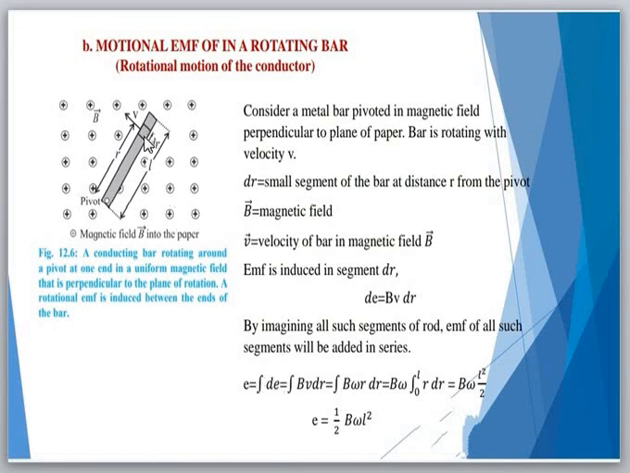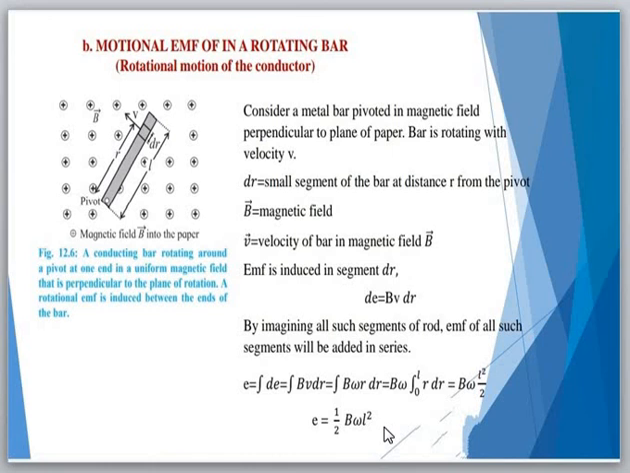therefore E is equal to the sum of these induced EMFs in such small elements between length 0 to L. E is the integral of dE equal to Bv dr, that is the integral of B omega r dr. B omega is constant, therefore it is taken outside the integration sign. B omega integration between the limits 0 to L of r dr is equal to B omega L square divided by 2. Therefore E is equal to 1/2 B omega L square.